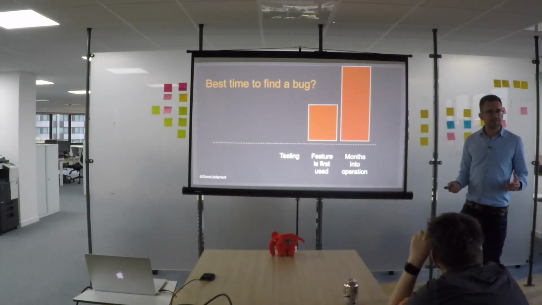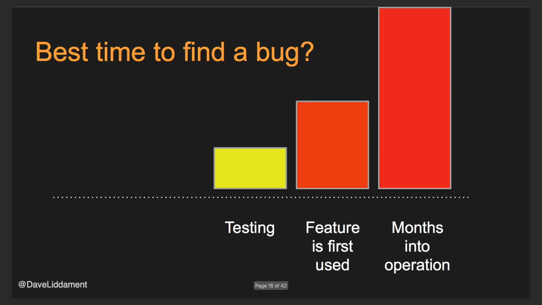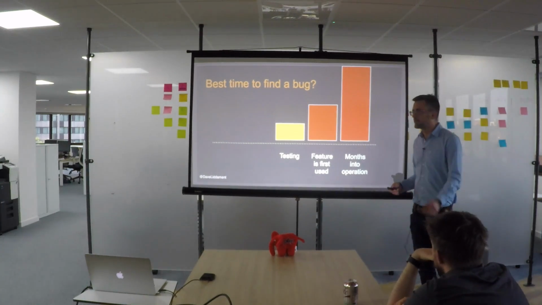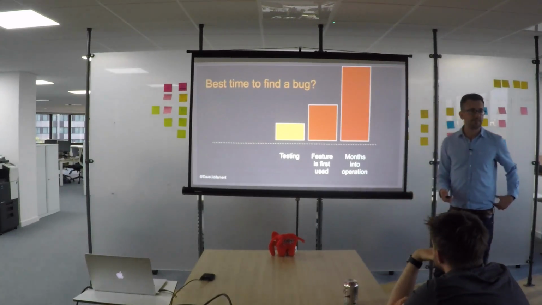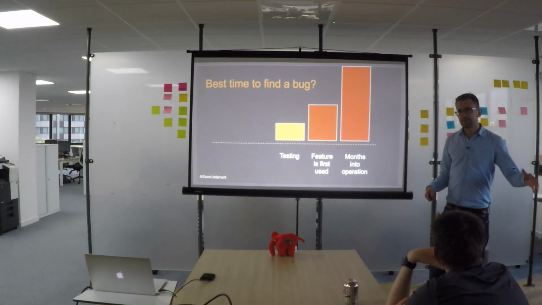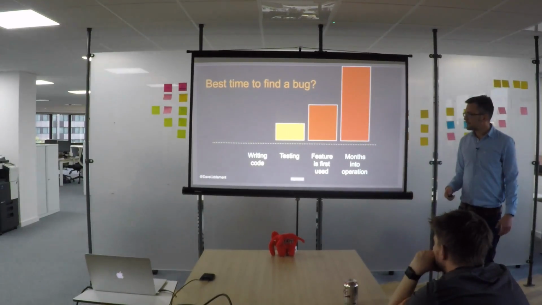We could try and find the bugs at testing. I mean, after all, that is the point of testing, really, isn't it? But that's still not that great. I mean, okay, a test fails. We've got to work out what's gone wrong. Unit tests is quite a quick cycle to work out, but integration tests and system tests, it takes a bit longer. So that feedback loop from introducing the bug to fixing it, it's better than these two, but it's still not great.